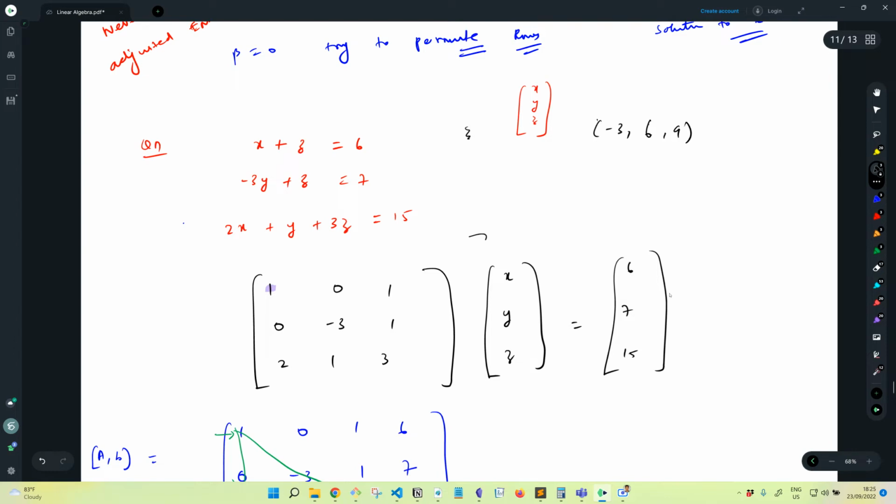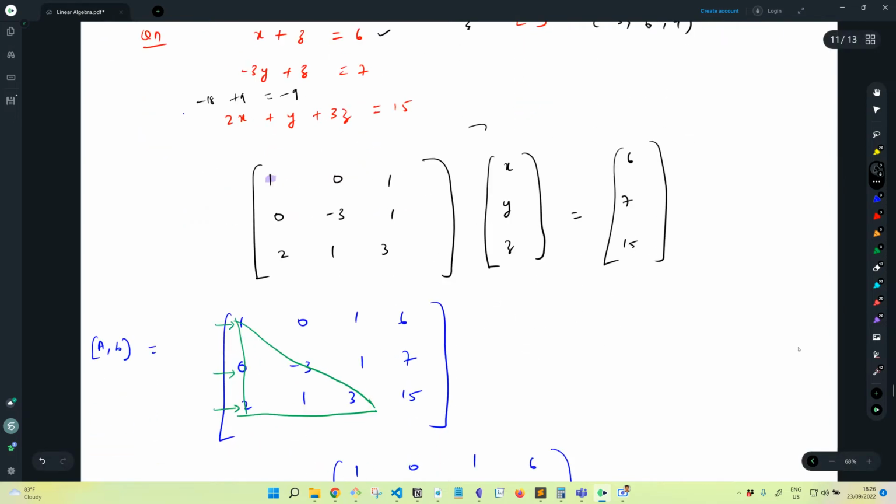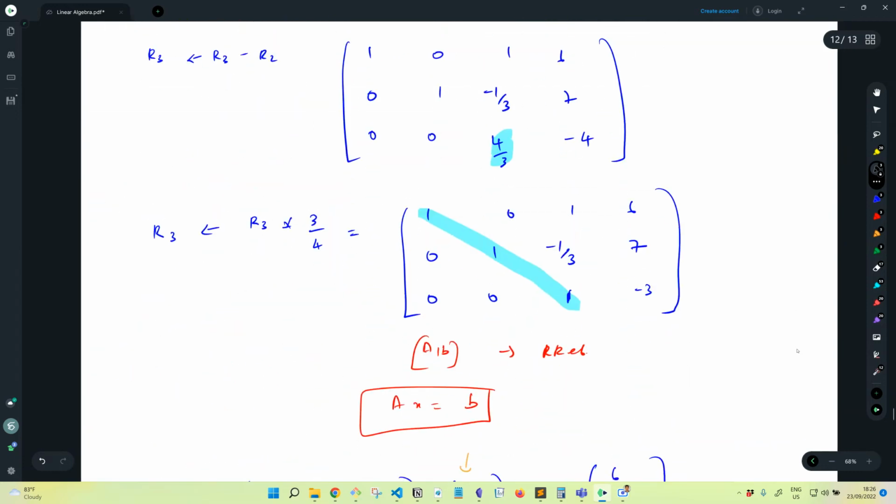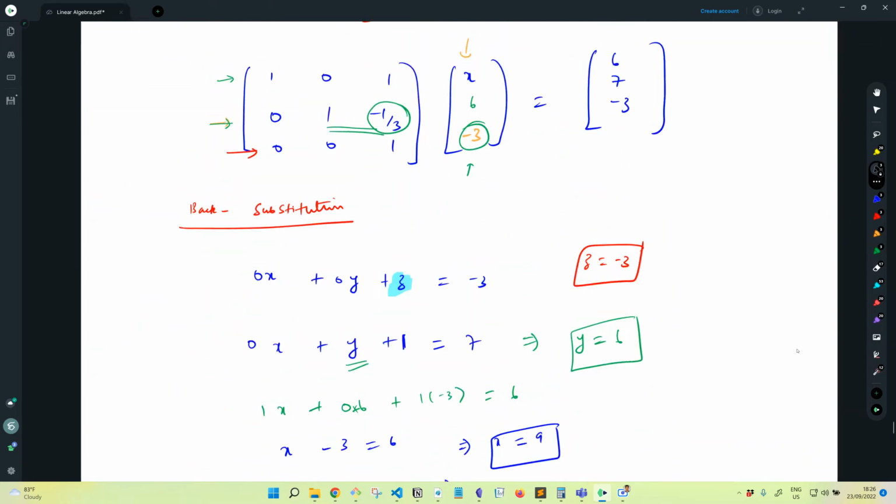Okay, minus 3 comma 6 comma 9, right? When I substitute the solution, x plus z gives me 6. This equation is satisfied. Minus 3y plus z: minus 3y will be minus 18, plus z will be 9. So this should give me 7, but this is giving me minus 9. So there is some issue in some computation somewhere.